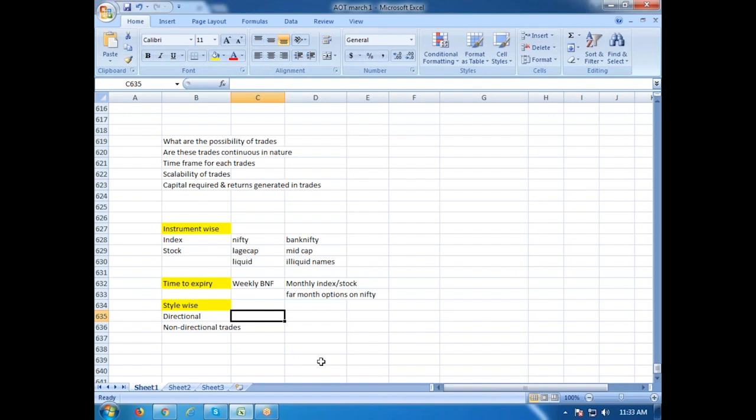Once you have arrived at these things, now you should be looking for whether these trades are continuous in nature, and what time frame allows you. What does your time frame allow you? There are some of you who can trade only 9 to 11. In the group, we have people who can only trade from 9 to 11, and there is someone in the group who cannot trade from 9 to 11, but they can trade from 12 to 3. They cannot trade from 9 to 12, but they can trade from 12 to 3.